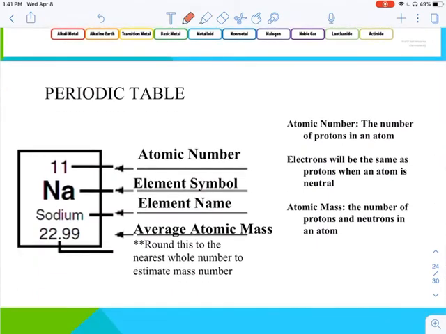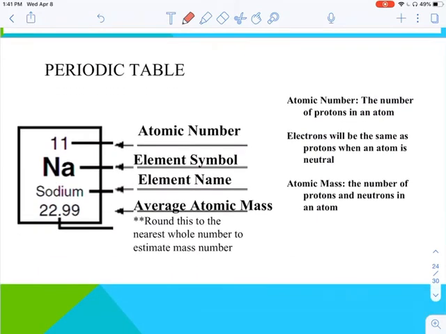What do each of those letters mean as well as the numbers? So the sodium we see here, the atomic number is 11. That number up here is always the atomic number. Right here we have the element symbol, so a little shorthand. We have our element name, and then we have our average atomic mass. Well, what do these numbers mean? Our atomic number is the number of protons in an atom, so that is always equal to the number of protons. And then our electrons, like we just said, will be the same as the protons. So for example, this one, the atomic number is 11, which is equal to 11 protons. So then I will have 11 electrons as well because it's neutral.